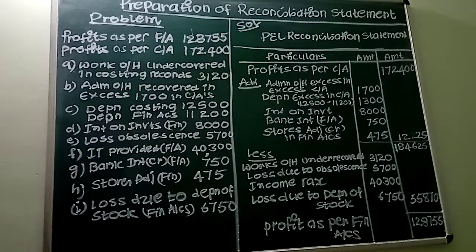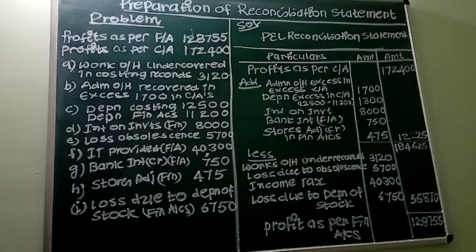Then you have to see what is happening to the profits in financial accounts. If the profits in financial accounts are increasing, you must add. If the profits in financial accounts are decreasing, you must deduct.